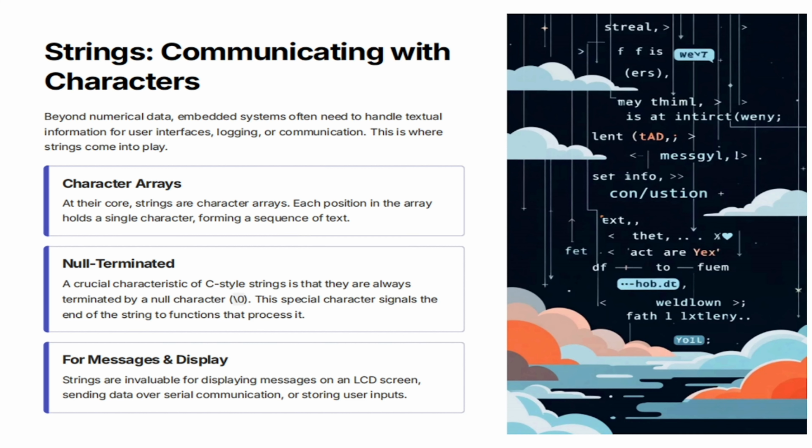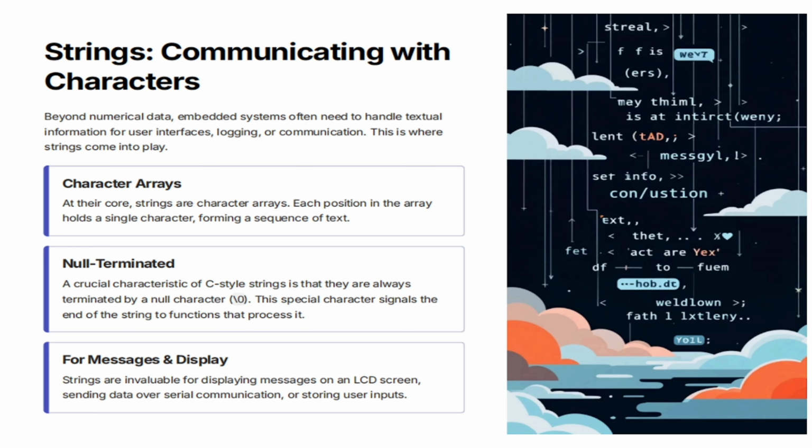Strings: communicating with characters. While we often focus on numbers, embedded systems also need to handle text for things like user interfaces or error logging. This is where strings become essential. Character array. At their most basic level, strings in C are simply arrays of characters. Each position in the array holds a single character, and when put together they form a sequence of text.